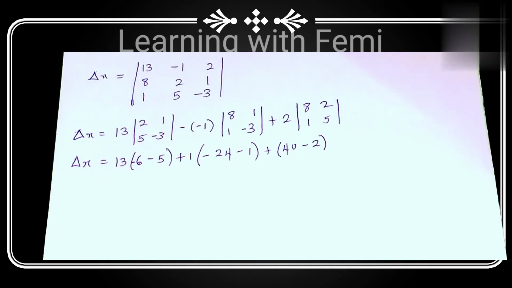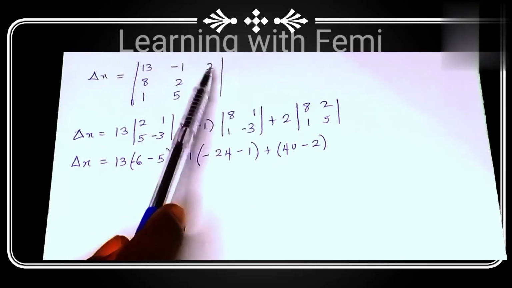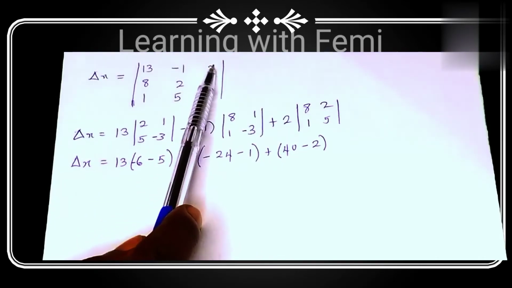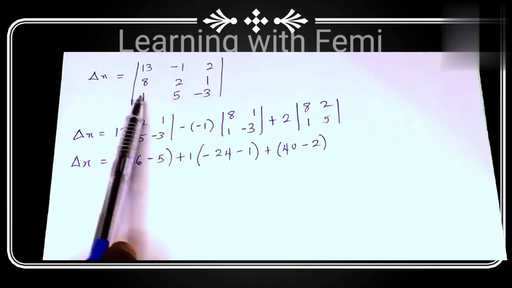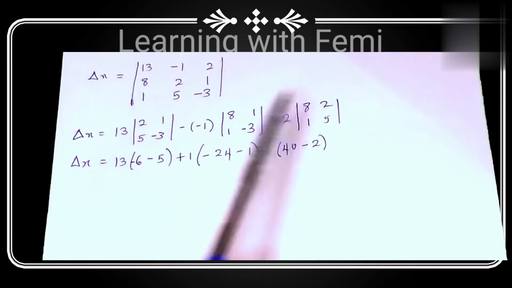Now, the next thing is plus 2. Having used plus 2, we cancel out this section and cancel out this section imaginarily. And then we have 8, 2, 1, 5. That's what we have there.